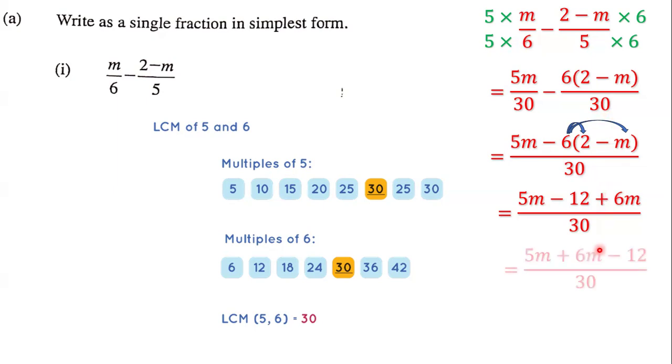Next, we group the like terms, and so we say 5m plus 6m. Both of them have m, so we group them together. So we have 5m plus 6m, and we have the negative 12, which is just a number. We have it by itself. So 5m plus 6m is definitely 11m. And so we have 11m minus 12 all over 30. We have 11m minus 12 all over 30. And that's the final answer to this particular question.